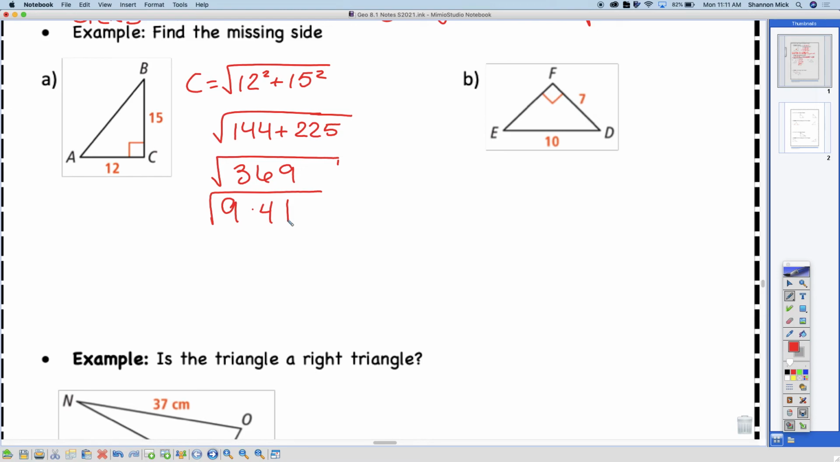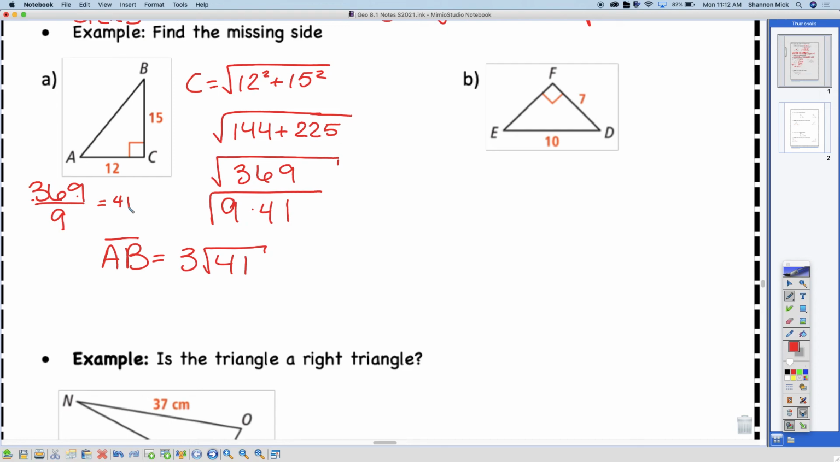What's the square root of 9? 3. So, AB is 3 square root of 41. So you need a line above it. What did you get the 1 from again? I'm dividing 369 by 9. So 9 goes into 36 4 times, and 9 goes into 9 once.